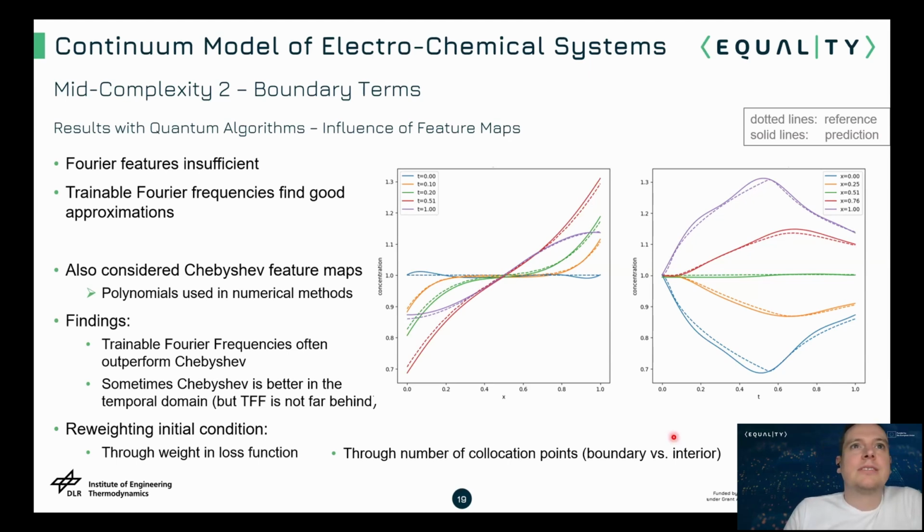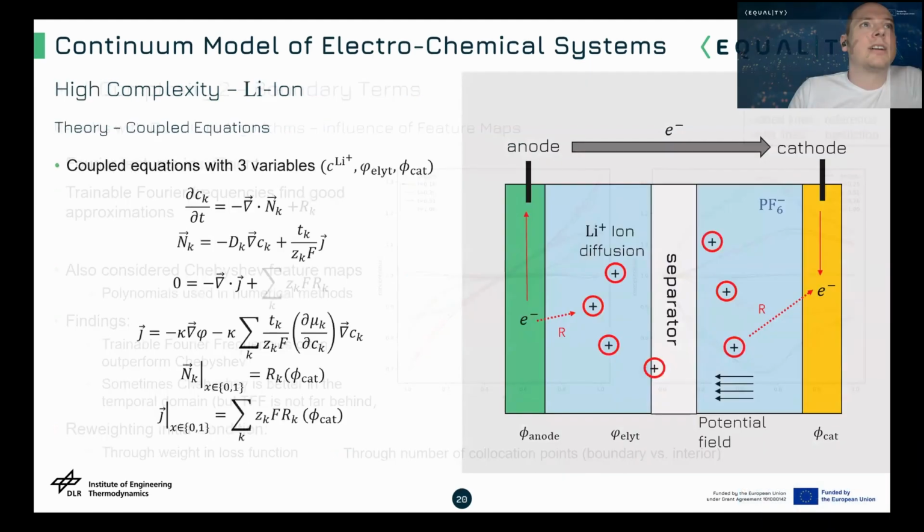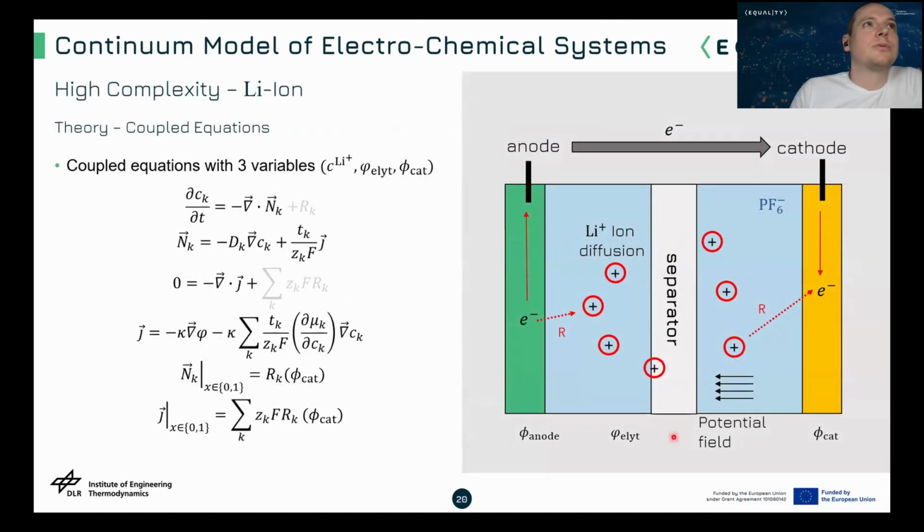Now, equipped with these insights, we will go to a full battery. So here's the example of a lithium-ion battery. What we do is we introduce the charge conservation again, which means that we now have to take the potential field phi into account. And of course, because we model the transport of ions, these are charged particles and their movement is coupled to the potential field through this algebraic equation.